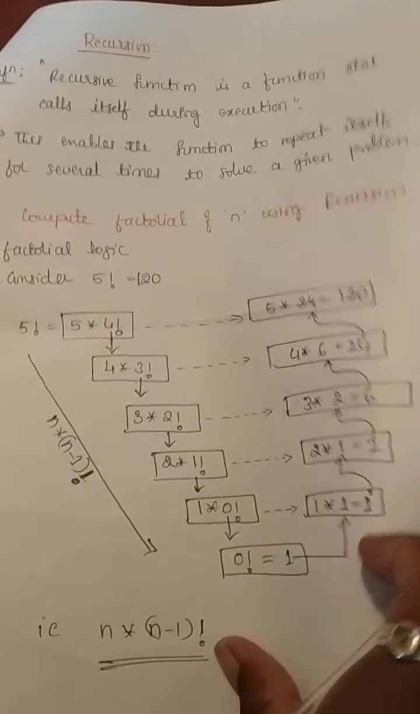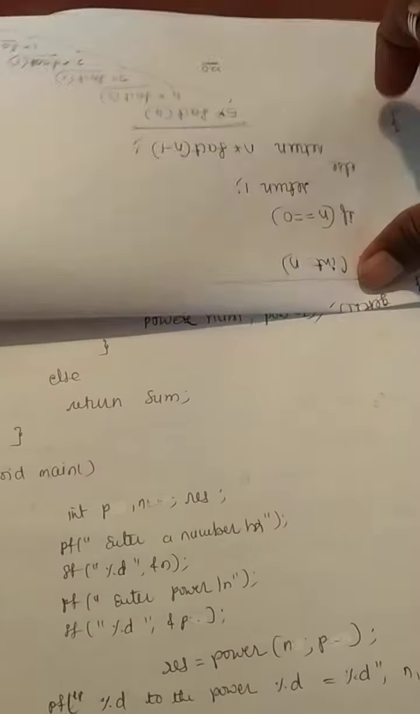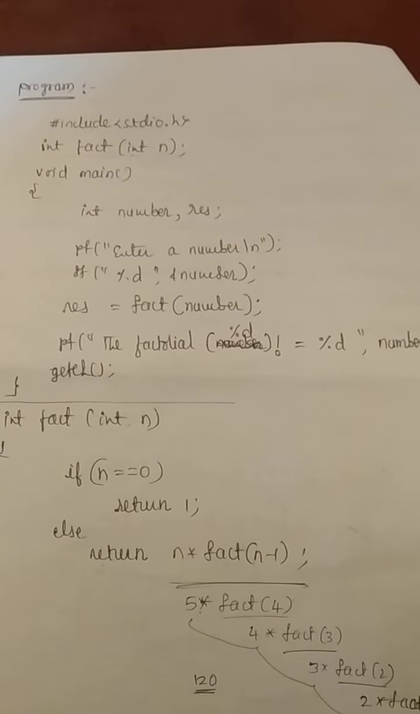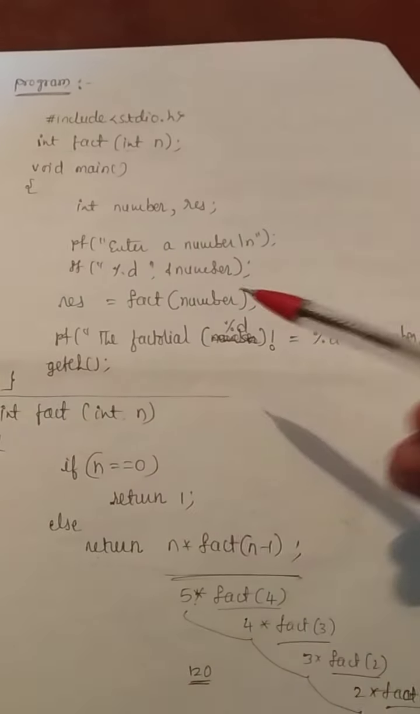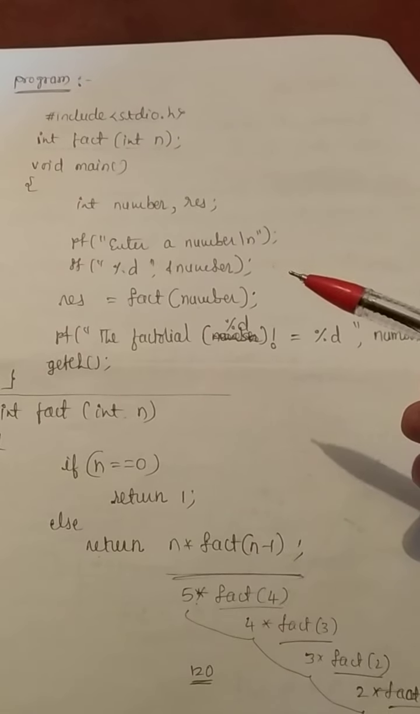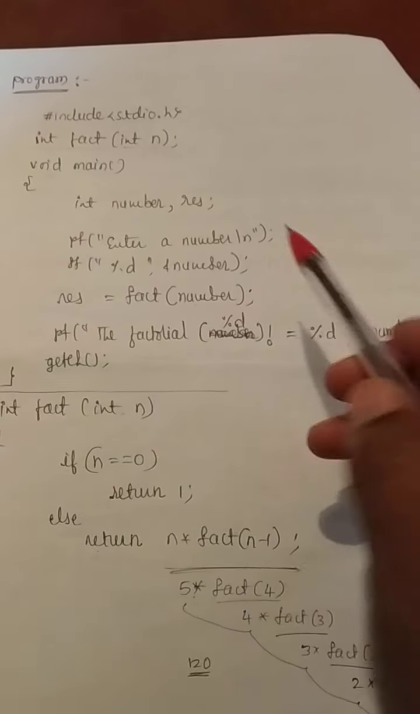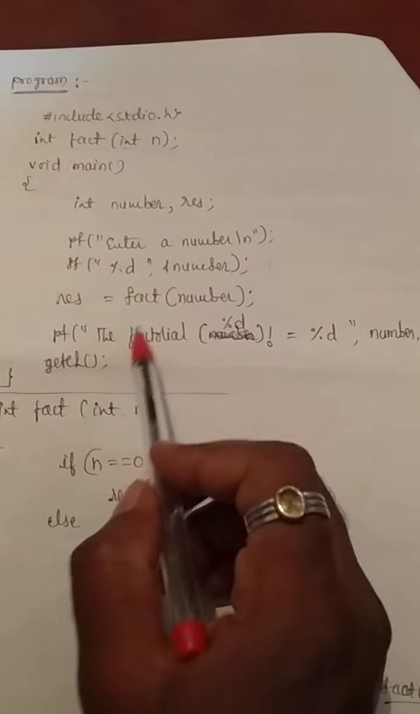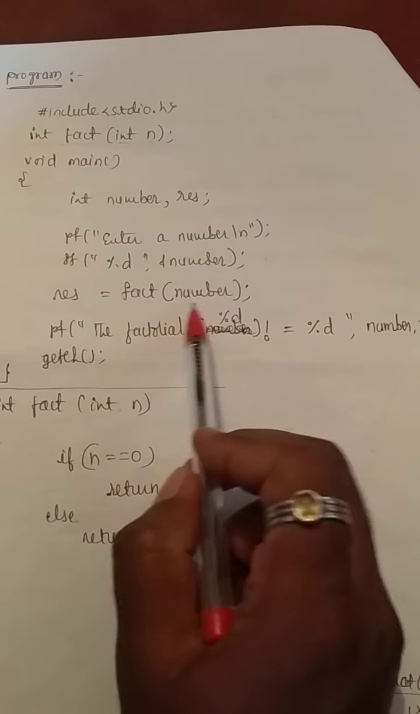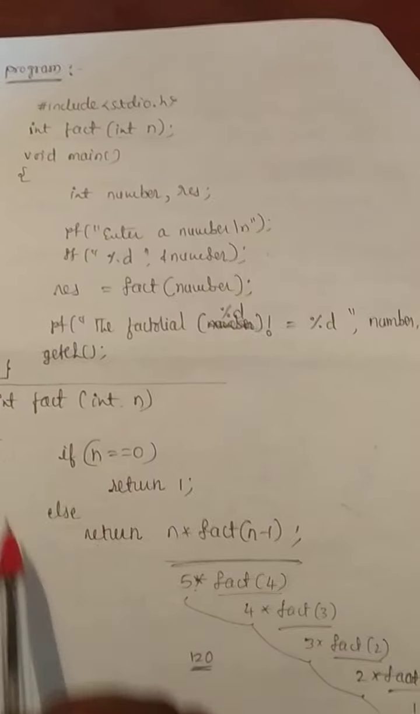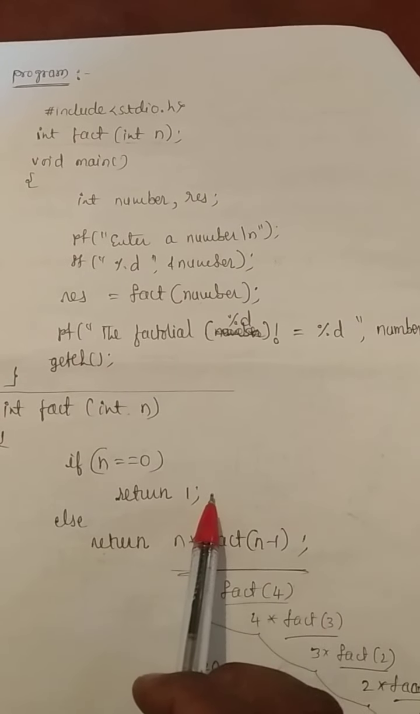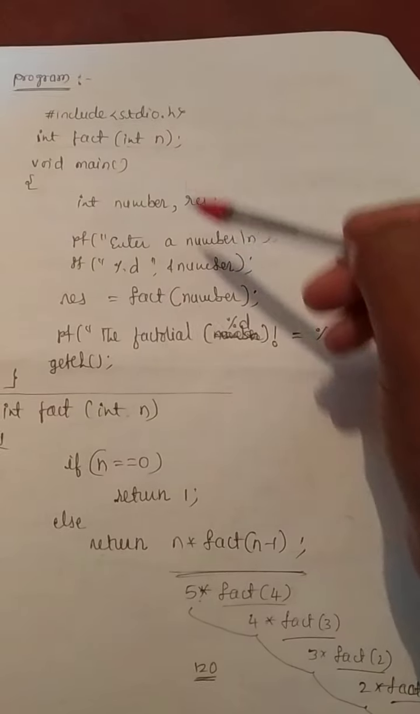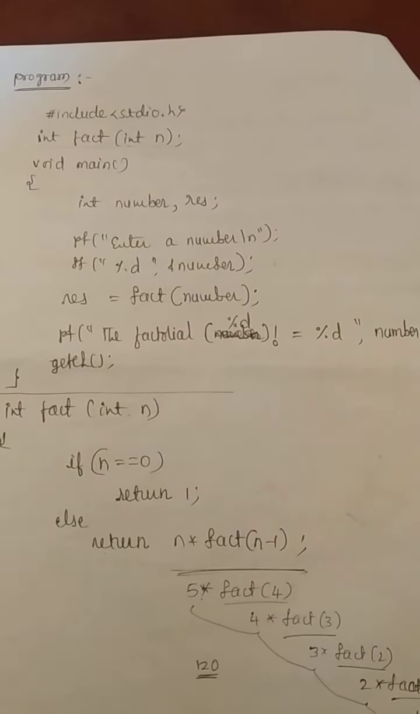Now observe this program, which is written in C to find out the factorial of a given number. See, in this program again I am using functions. See, the function declaration is here: int fact(int n). The function call is here: fact of a number, and the function definition is here. There are 3 parts: function declaration, function call and function definition.